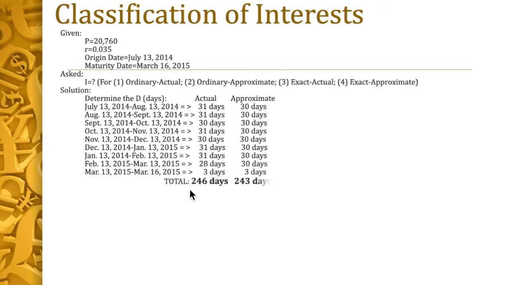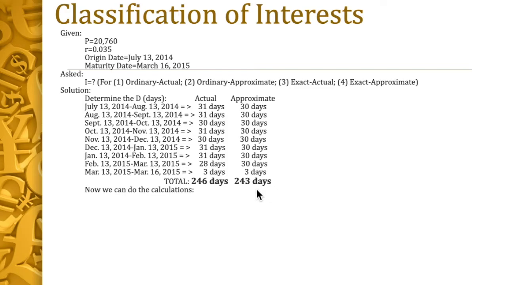Okay, so I think this is the number that will come out. 246 days for actual and approximate 243 days because we're rounding off to 30 days in the approximate, so it's much lesser because we didn't take care of the 31st dates. So given this total days, we have already our D. So now we can calculate actually.